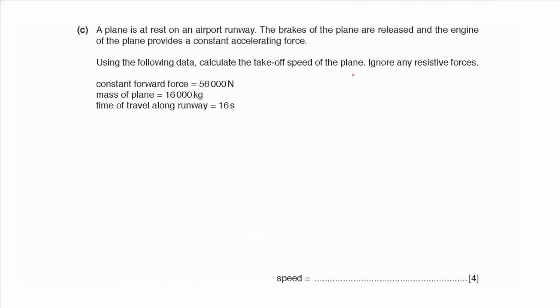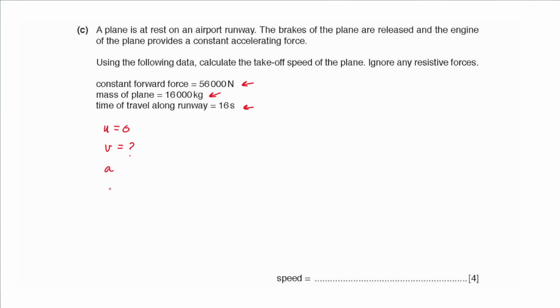Part C says a plane is at rest on an airport runway. The brakes of the plane are released and the engine of the plane provides a constant accelerating force. Using the following data, calculate the takeoff speed of the plane. Ignore any resistive forces. We have a constant force of 56,000 newtons and the mass of the plane is 16,000 kilograms, and the time to travel along the runway is 16 seconds, and we need the final speed, and the initial speed was 0. The final speed is unknown.